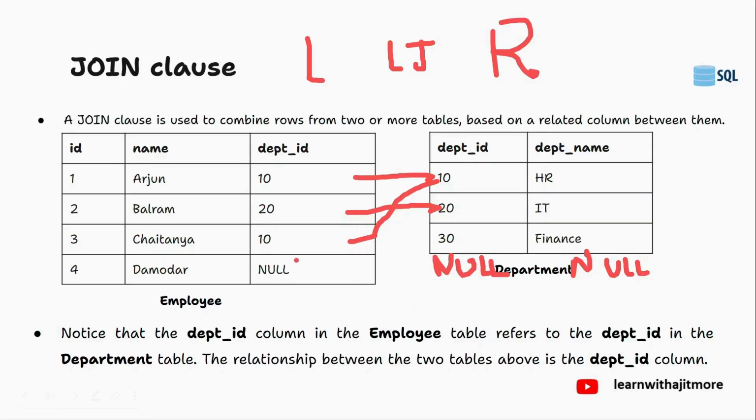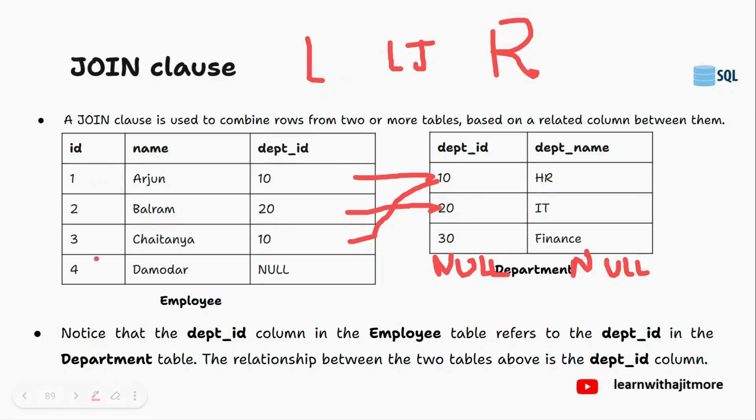Because for Damodar, this department ID is not matching here. So it will have the corresponding right columns null. For right table, the column values will be null, for this corresponding left record. Understanding? Sometimes they ask which employees are not assigned with the department. So from this we can find out. Okay. So left join concept is clear.